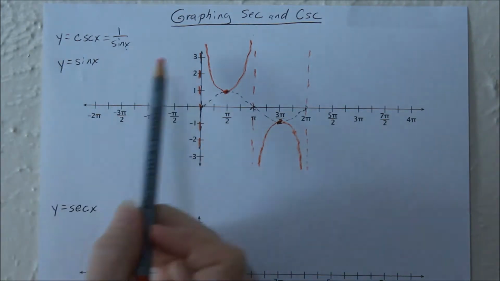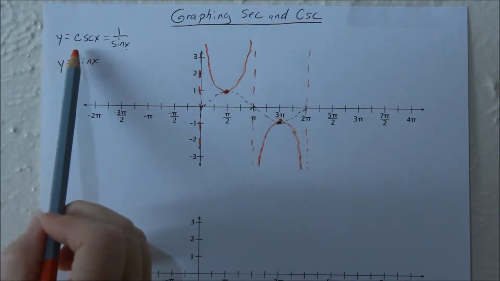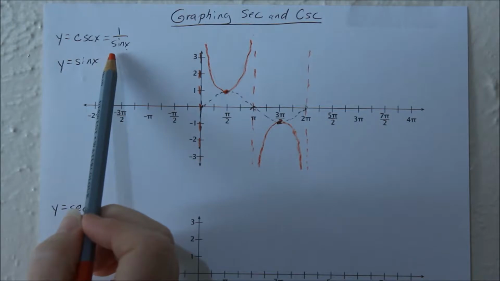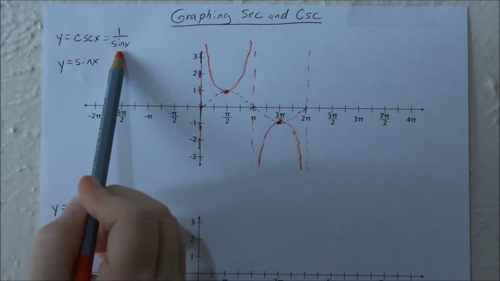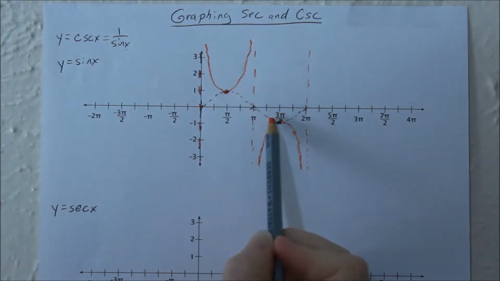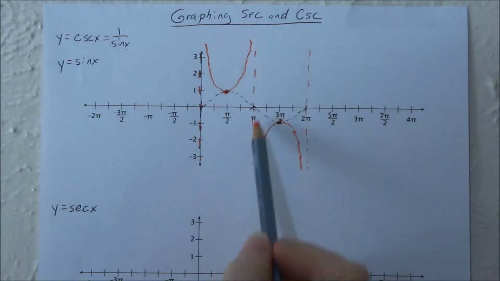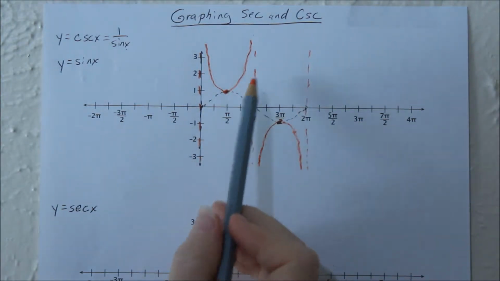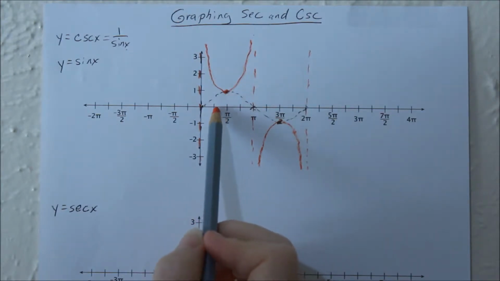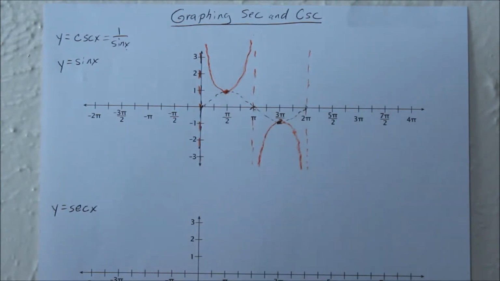So, in my opinion, this is the best way to graph cosecant and secant. Cosecant is a reciprocal of sine. Graph your sine curve first. Create your asymptotes where it's going to make 0 in the denominator. Then the cosecant curve will be the opposite of what's going on in the sine curve.